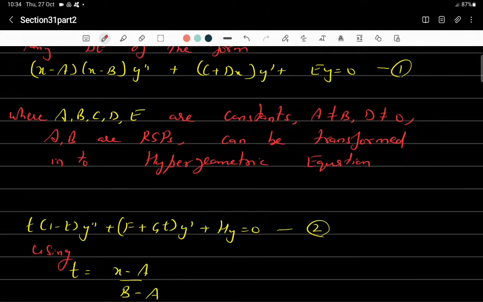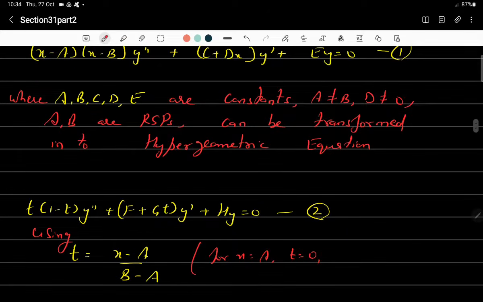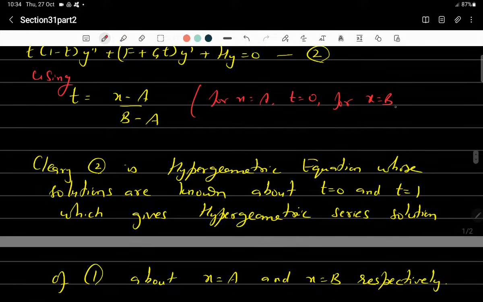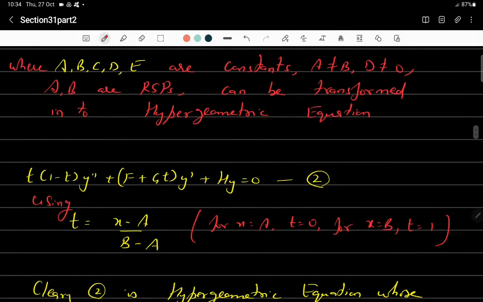For t, if I put x = A, you can clearly see that t = 0. And equation 2 is a hypergeometric equation, so I know its solution about t = 0. And for x = B, t = 1. So I know the solution about t = 0 and t = 1. Therefore, this substitution works, and you can easily try by yourself that if you substitute t like this, it gets transformed into a hypergeometric equation.